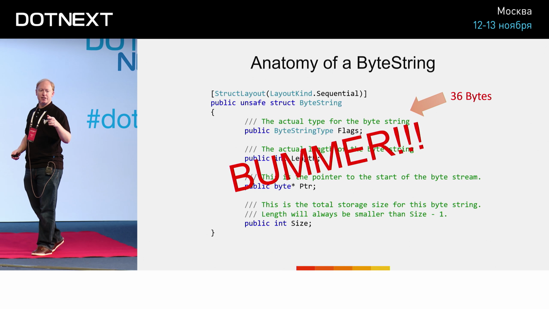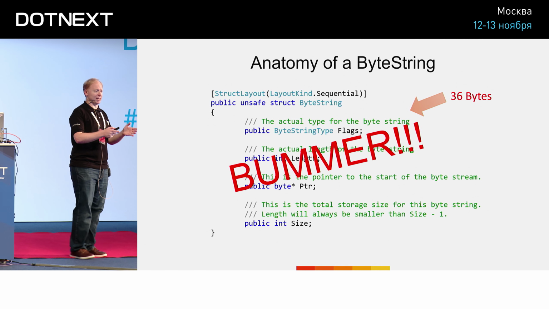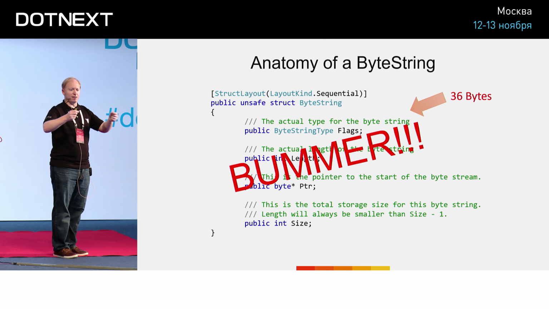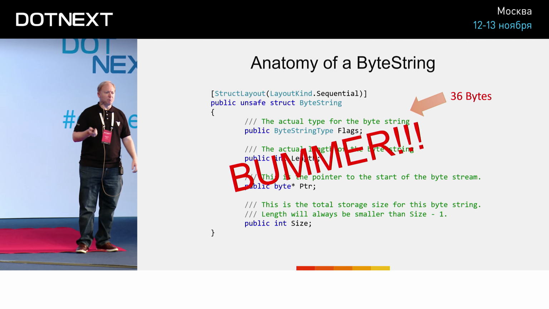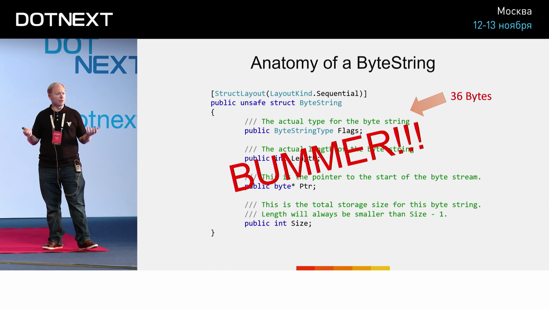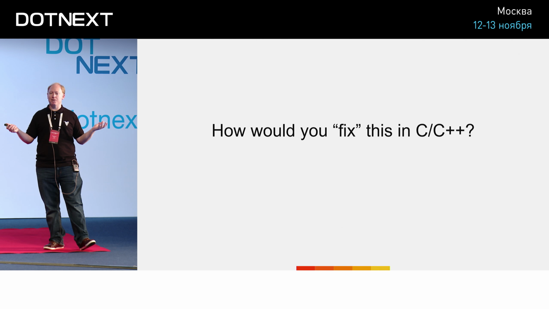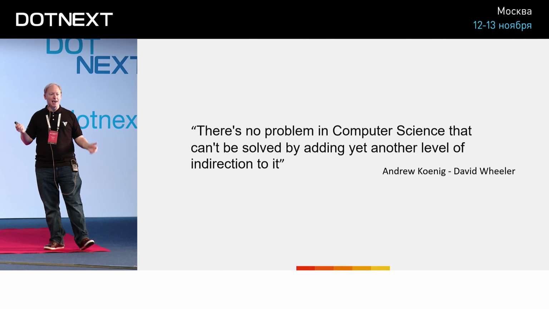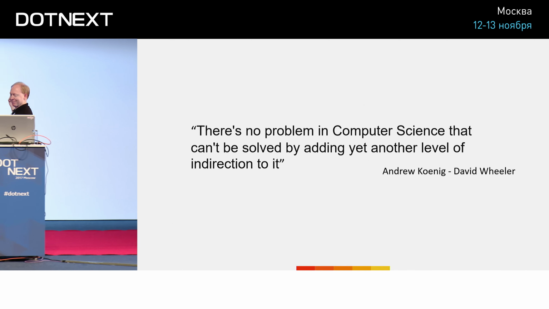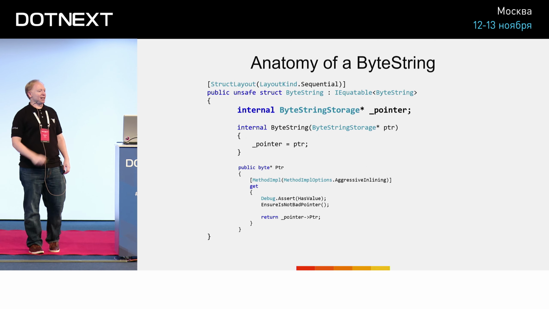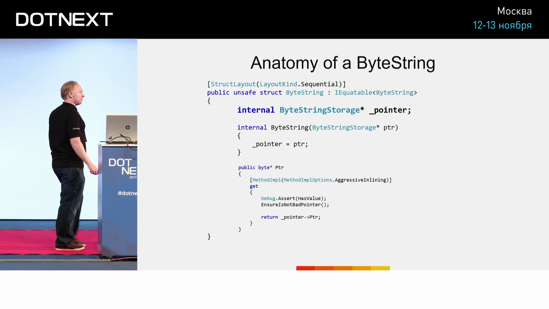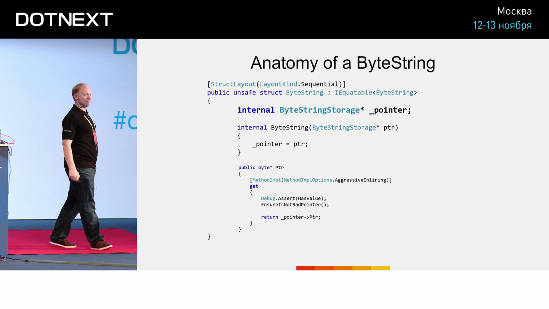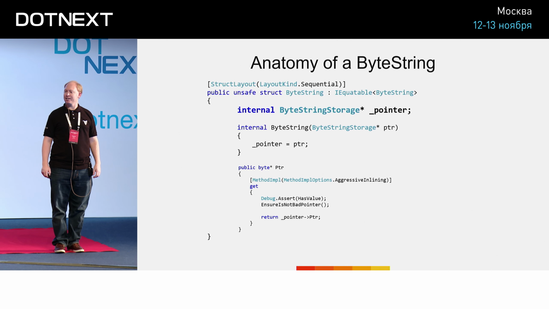Passing these guys as parameters is going to be troublesome. We cannot do it. The things that we win for being able to handle this stuff, we are losing by passing it as parameters. But this is not something that other communities haven't solved before. If you come from C and C++, how could you fix this? Like we fix everything in computer science, by adding another level of indirection. So what we did? A pointer to a structure. So now, how big is our byte string in memory? 8 bytes. Nice.